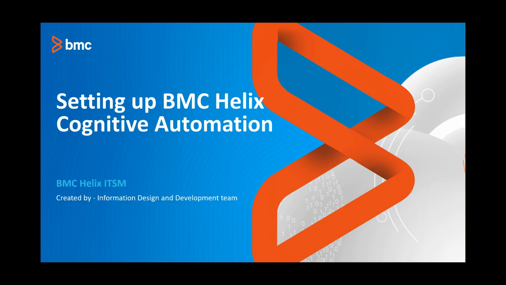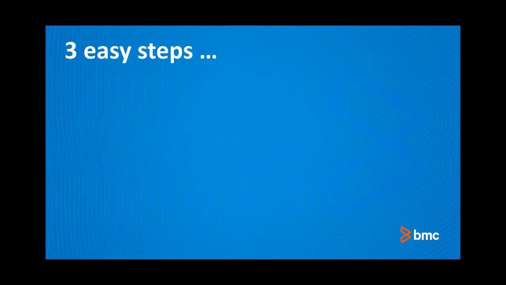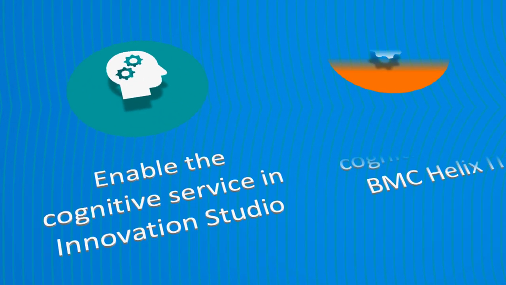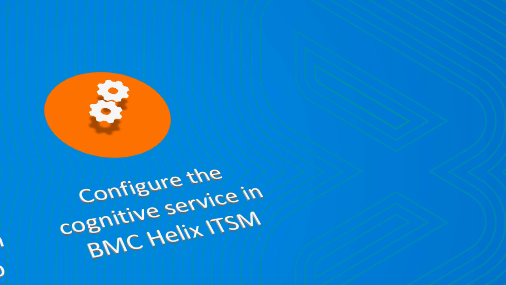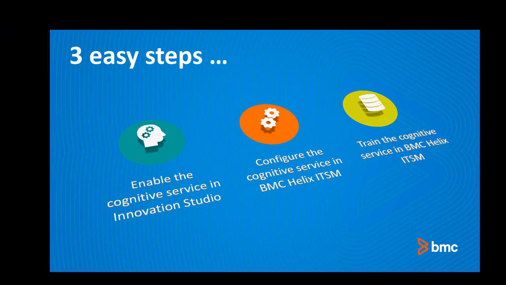In this video, let's see how to set up and configure BMC Helix Cognitive Automation. You can set up the cognitive service by performing three easy steps. Enable the cognitive service in BMC Helix Innovation Studio. Configure the cognitive service in BMC Helix ITSM. And train the cognitive service with data in BMC Helix ITSM. Let us see these steps in detail.